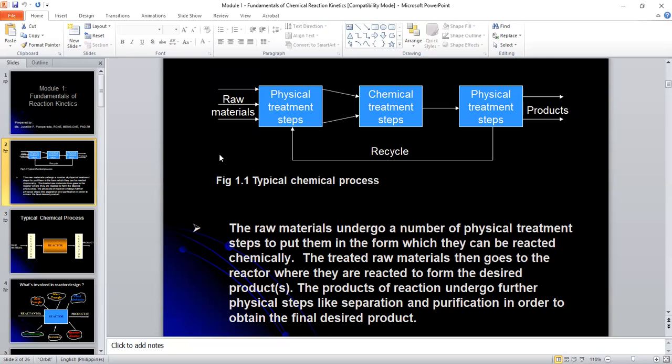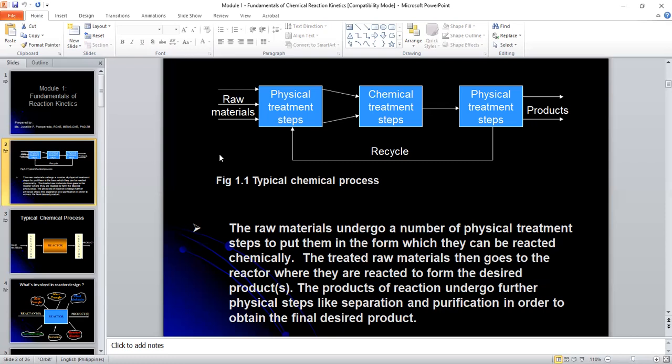Then the last part, wherein we have another set of physical treatment steps, is for our desired product to be separated from other byproducts, or it's the final purification step. So the products of the reaction in the middle or in the second step undergo further physical steps like separation and purification in order for us to obtain the final desired product. So the very heart of any chemical process that converts raw material to the desired product or products is the chemical treatment steps.